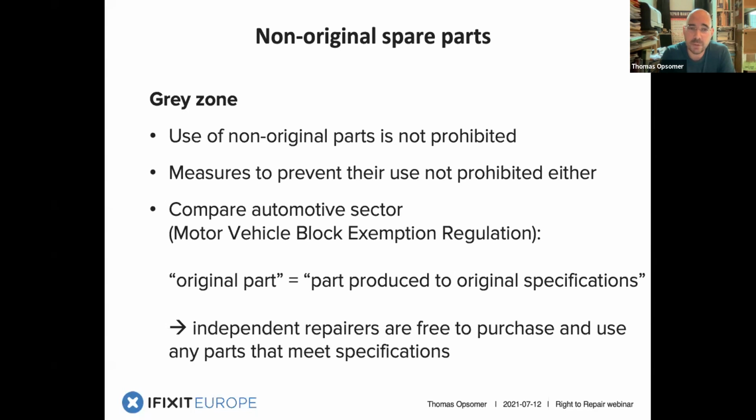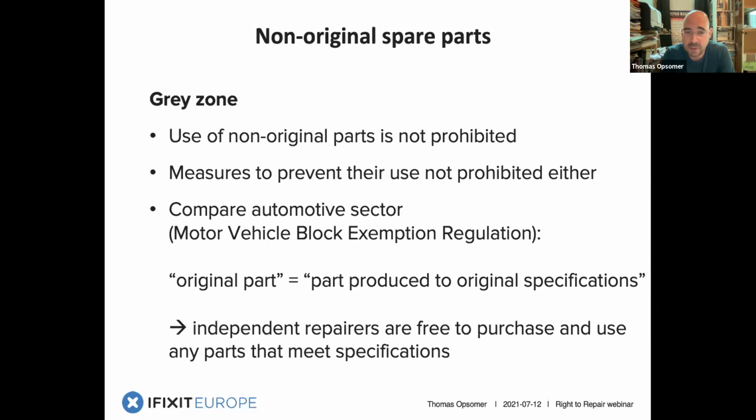If we compare that to the automotive sector, there it's really very, very clearly regulated. So you have a regulation which is called the Motor Vehicle Block Exemption Regulation, which really defines this. And it says that an original part is any part that is produced to the original spec. So it doesn't have to be produced by the manufacturer. It doesn't have to be by the car manufacturer. It doesn't have to come from the same factory where the car manufacturer buys their parts. It can be any parts as long as they are technically compatible with the product.